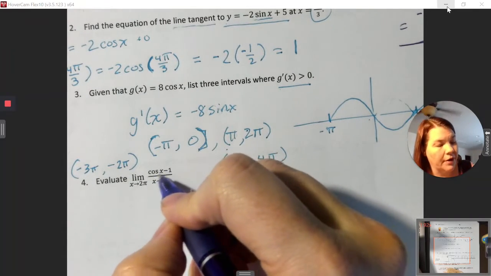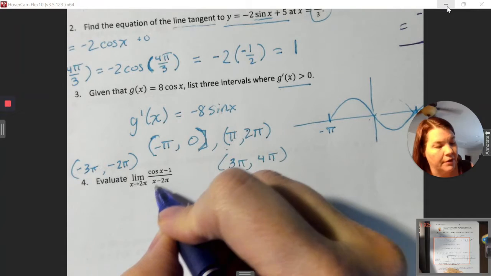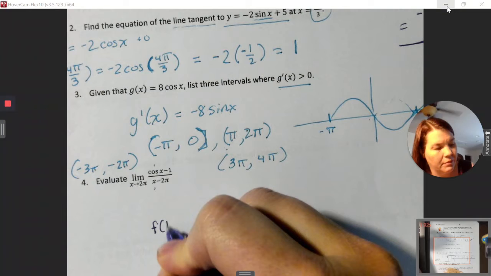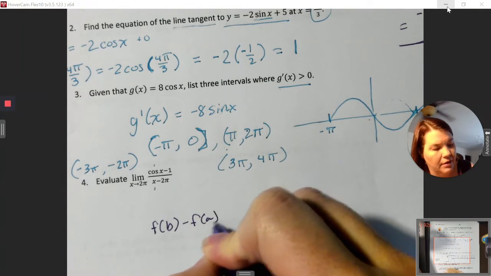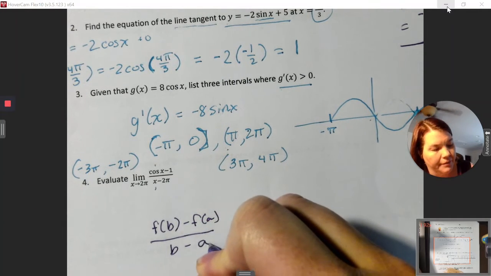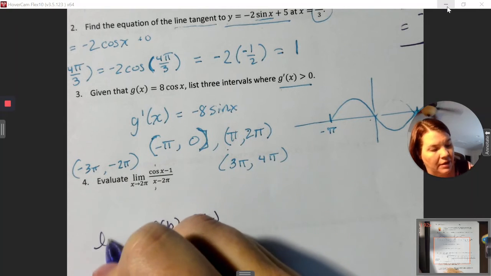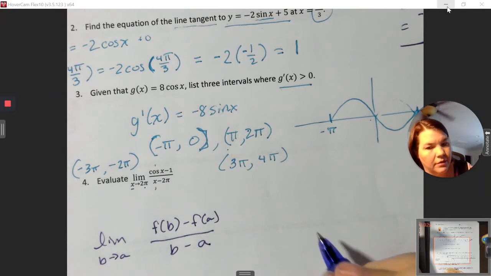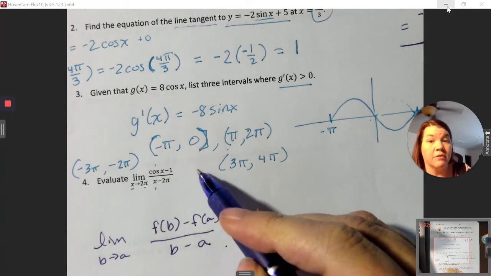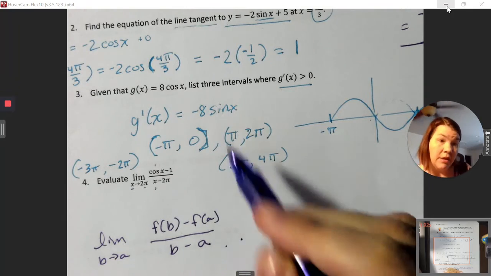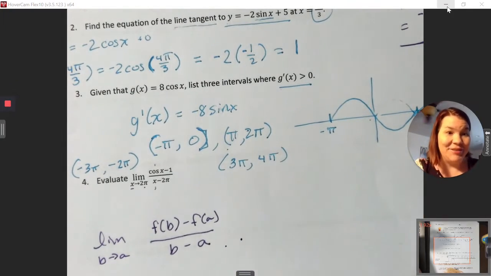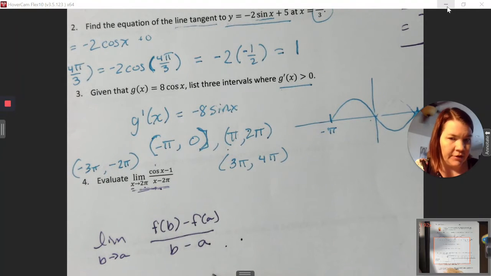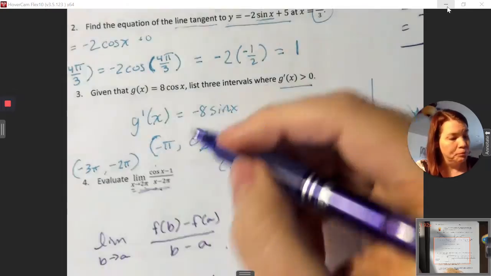So I've got cosine right here, and I have x right here, okay? So I think this might be f of b minus f of a over b minus a. Notice how I'm taking the limit as x approaches pi halves, or as b approaches a. I think this is a form of the instantaneous rate of change that we've been dealing with for a while. We're going to recognize what that is and do it faster, because doing that limit will take a long time.